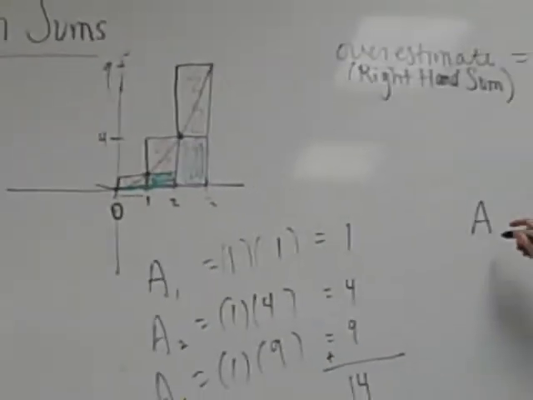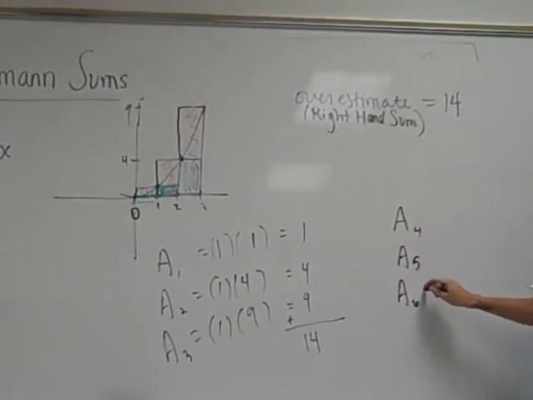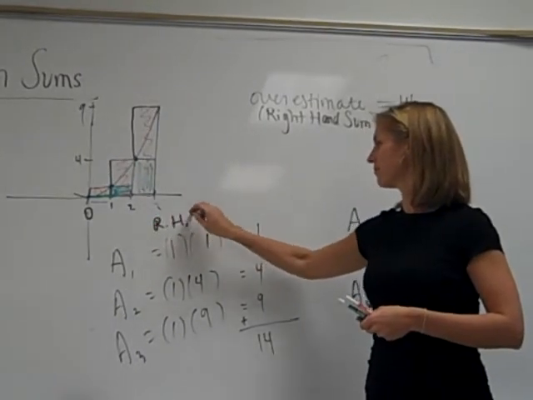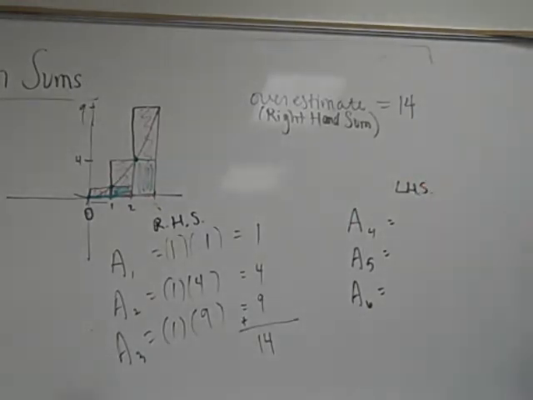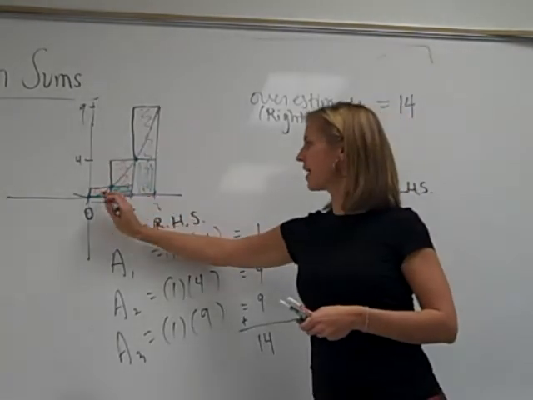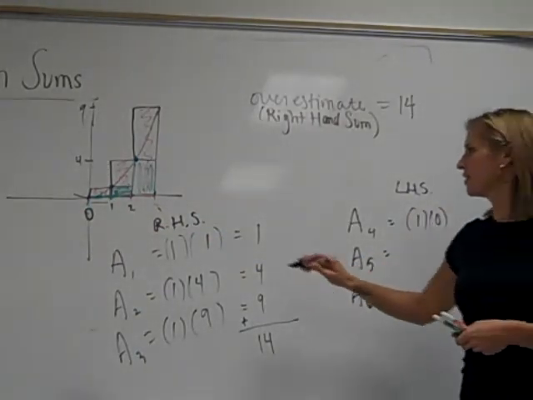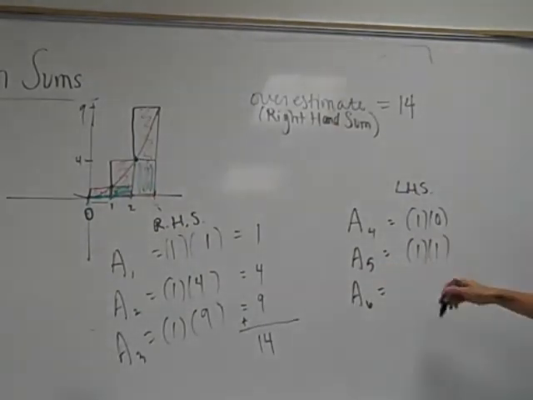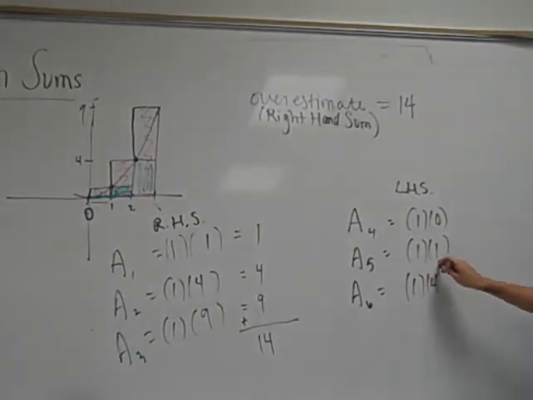So these areas, let's call it like 4, 5, and 6. This was a right-hand sum. This one's going to be a left-hand sum. The first rectangle is a 1 by 0. The second one's a 1 by 1. And the third one's a 1 by 4. Do you see where I'm pulling all these numbers from?